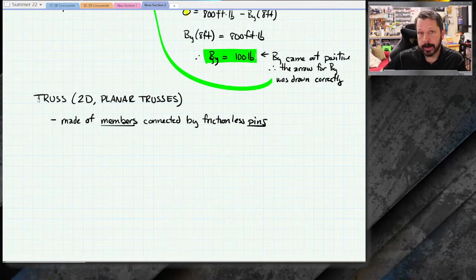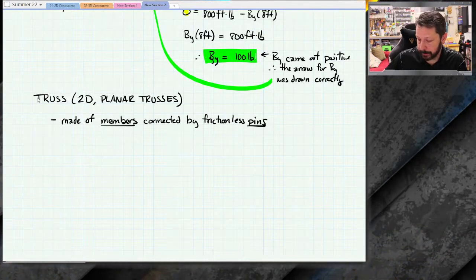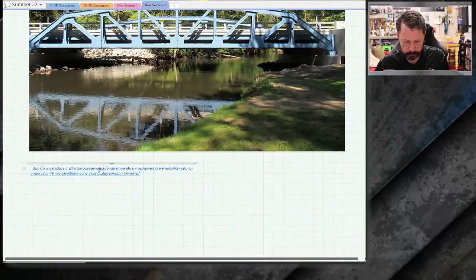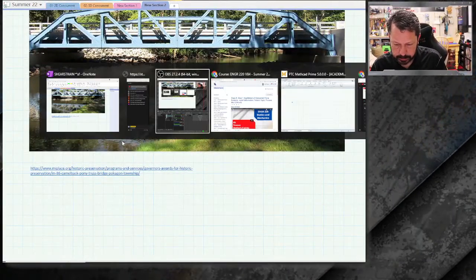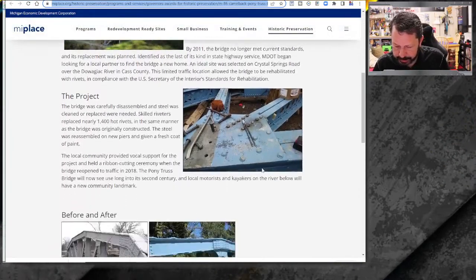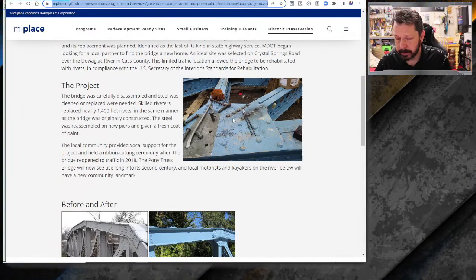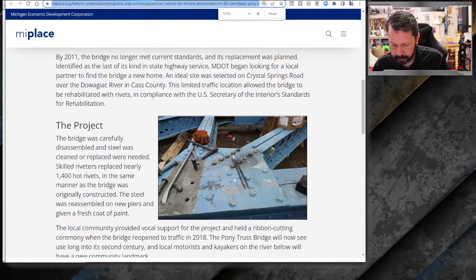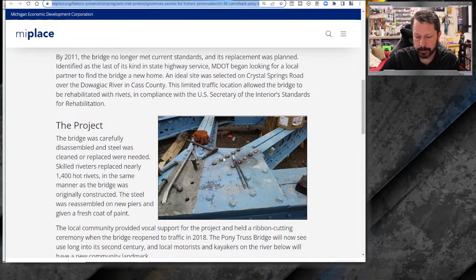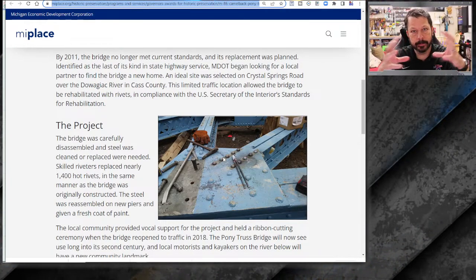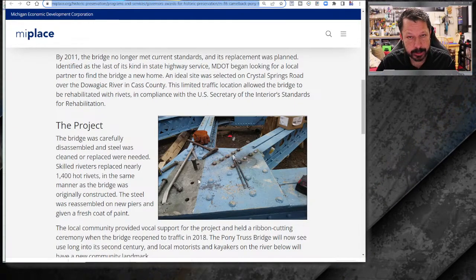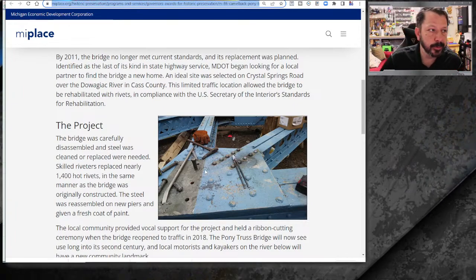Now, they're not actually made this way, at least not normally. If we look at this truss, if you go to this website down here, you can actually see what one of those joints looks like. So it's really a bunch of rivets. These are like the old school kind of rivets where you heat them up and push them in and then flatten them out. So that's really how these things are typically made in a truss bridge.